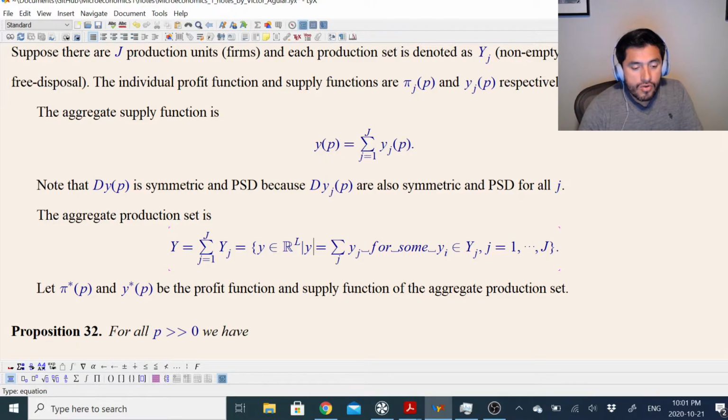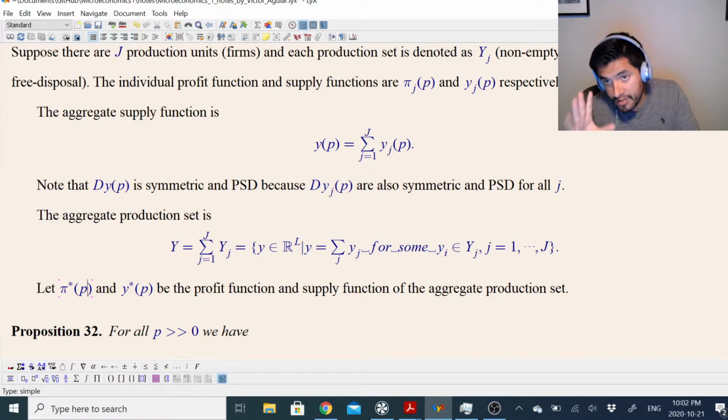So let now pi star of prices be the profit of the aggregate production set. So maximize over this aggregate production set, and I obtain the aggregate profit function pi star. And then the maximizer is the aggregate supply of this centralized problem.